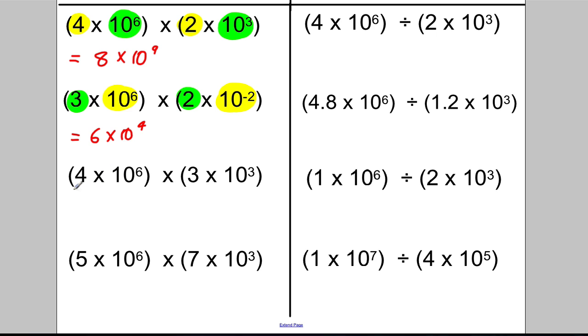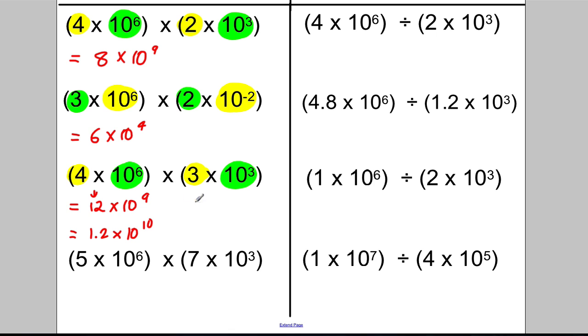Okay, what about this? First line, we do 4 multiplied by 3 for the number bit, and 10 to the 6 multiplied by 10 to the 3. Now, this is where there's a slight trick. 4 multiplied by 3 is 12, and 10 to the 6 multiplied by 10 to the 3 would be 10 to the power of 9. Now, there's a problem. This number's not in standard form. That number is not between 1 and 10. So we have to force it between 1 and 10 by dividing by 10 here. So in order not to make the answer any different, we increase the power of 10 here.